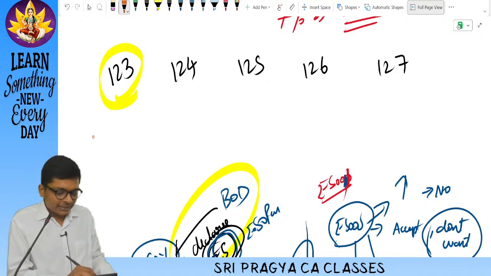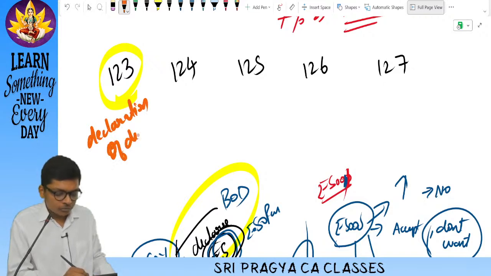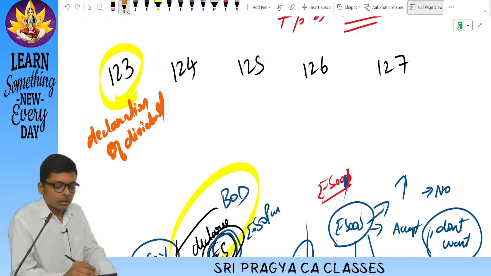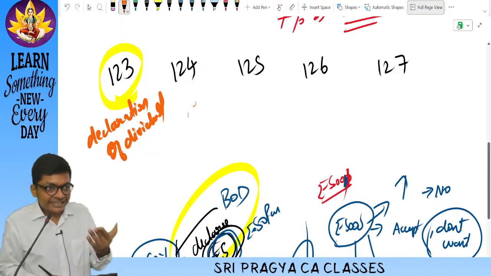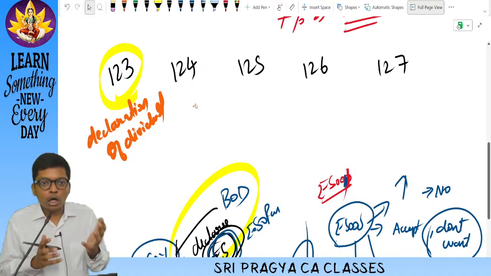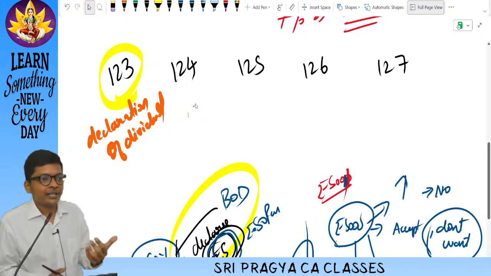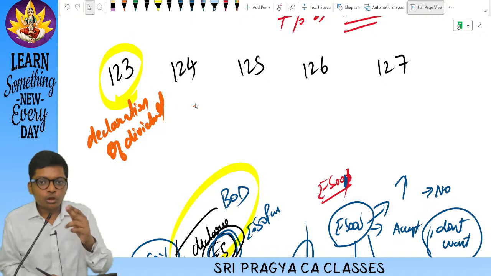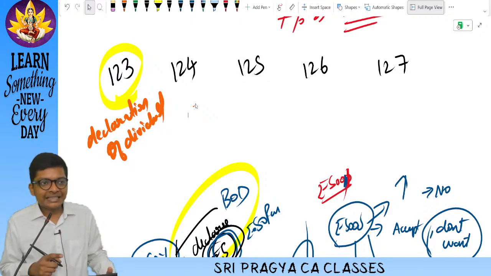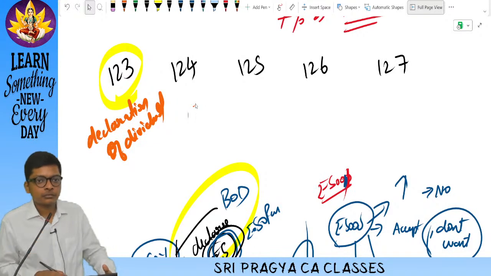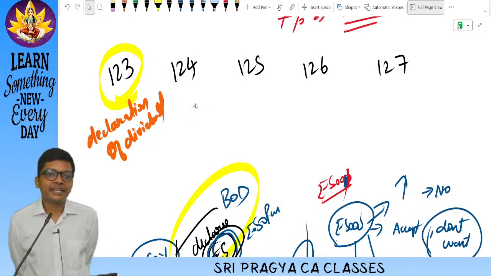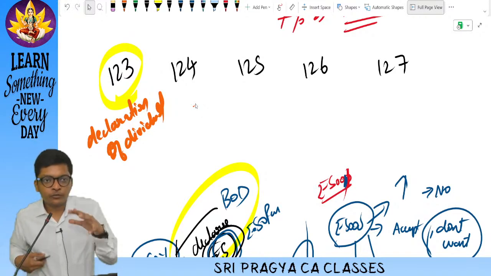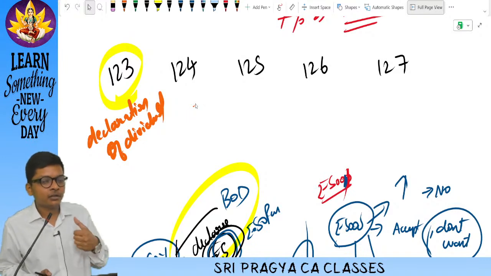So 123 is called declaration of dividend. Sir, what do you mean by declaration? Once I declare dividend, like I just told you, what all should be done? For example, a company has a loss of 100 crores. Can they declare 10 crores dividend? Loss making company, can they declare dividend? Hello. Those kind of questions, answers we are going to see in this chapter. Following, guys.